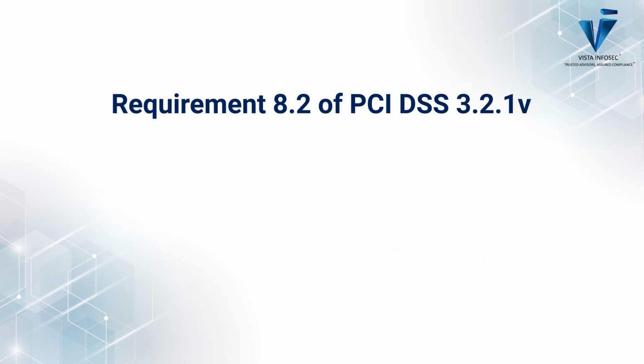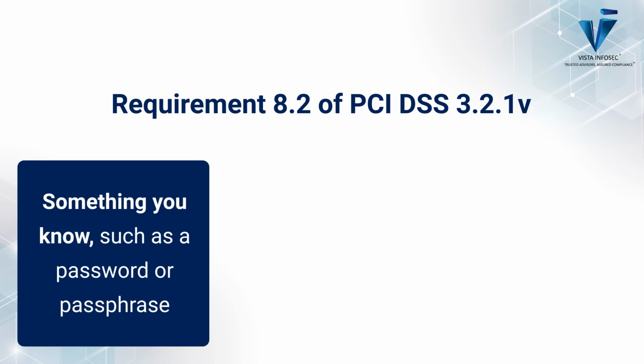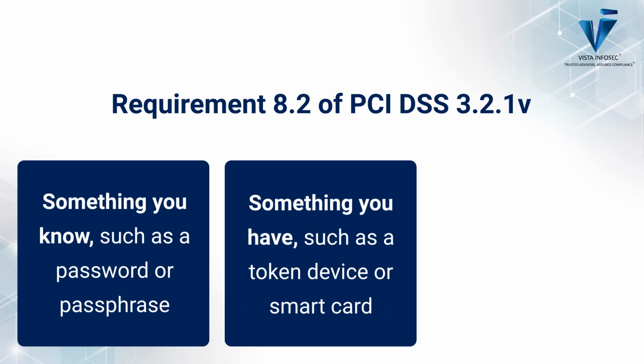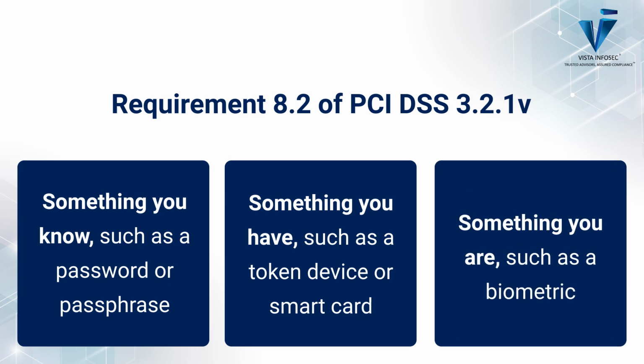Something you know, something like a password or a passphrase. Something you have, which could be a token device or a smart card, or even an app on your phone. Even that qualifies. And the third is a biometric. So what you know, what you have, and what you are. These are the three terminologies used in multi-factor authentication. So you have to use at least two of these.